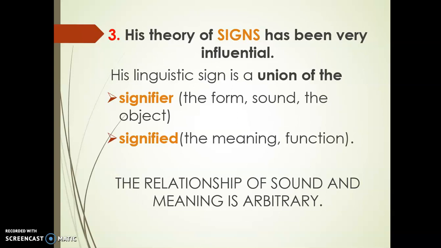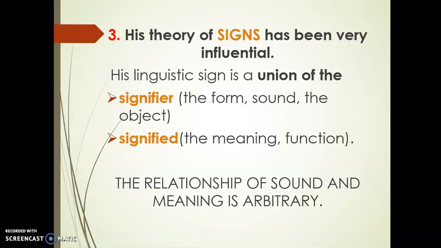Okay, and number 3, the head number 3, has to do with the science of signs, the history of science. Something that we have dealt with in semiotics when we studied animal communication. So that's why you see that everything is interlinked here. His linguistic sign is a union of the signifier, which is the form, the sound, the object, and the signified, which is the meaning and the function.